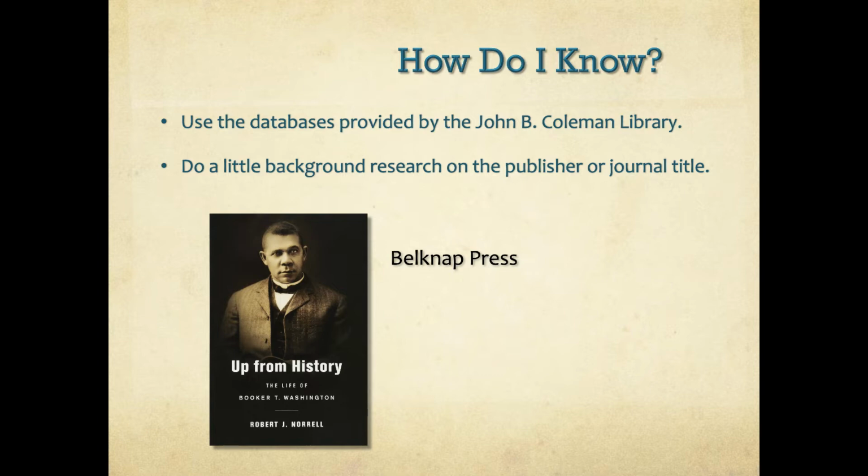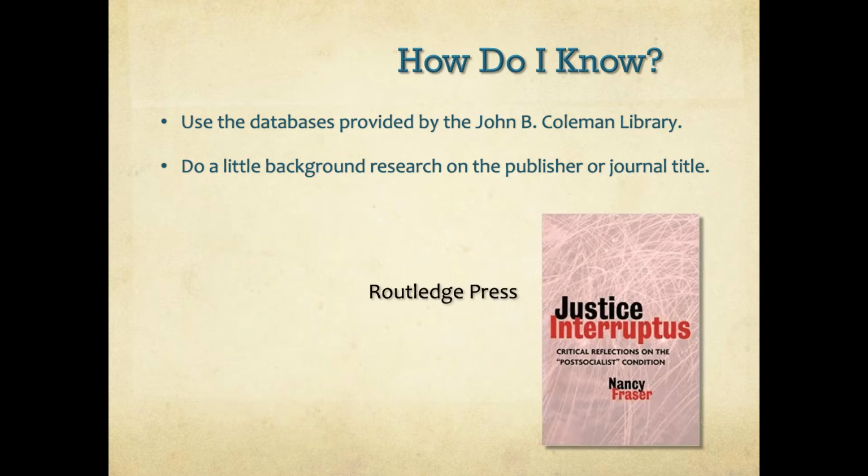Any press that is run by a university, any university press, is kind of automatically an academic press. So you can stop right there. This is a good academic source. Okay, but not all academic presses are associated with a university. So let's say you found this book, Justice Interruptus, Critical Reflections on the Post-Socialist Condition by Nancy Fraser.